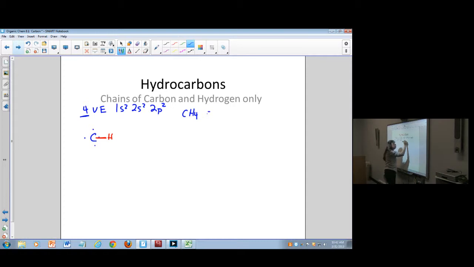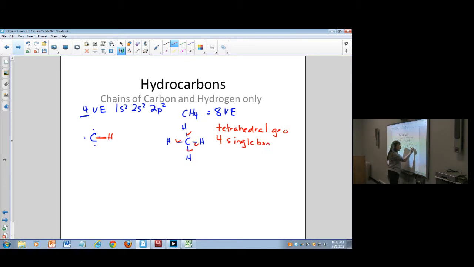We've drawn that many times. That's 8 valence electrons. If you draw your carbon and attach all of the hydrogens out here and then count your electrons, you'll see there's 2, 4, 6, 8. Okay, so what does this mean in terms of geometry? For example, this is a tetrahedral geometry. It has 4 single bonds. The angles are 109.5 degrees. And remember, this is like a tripod with a camera on top.